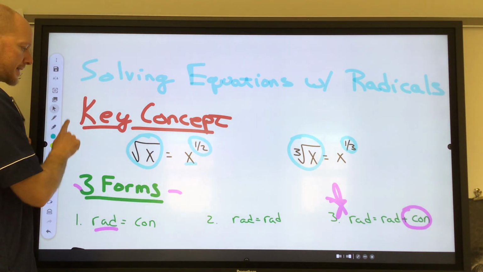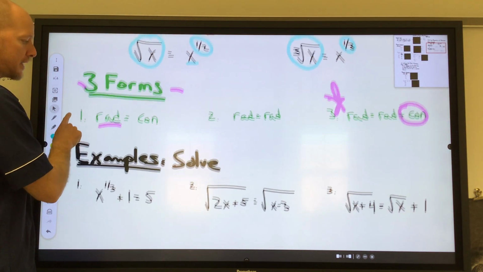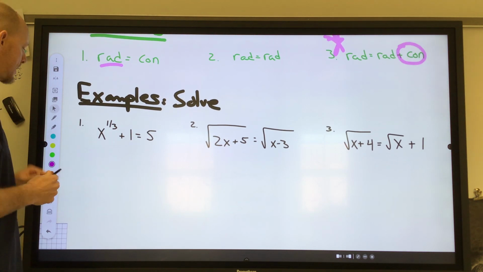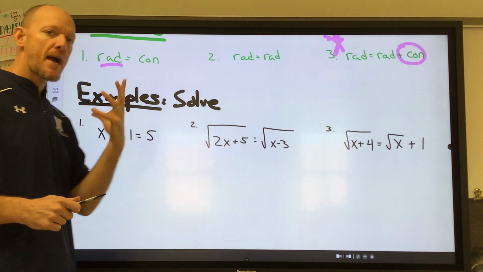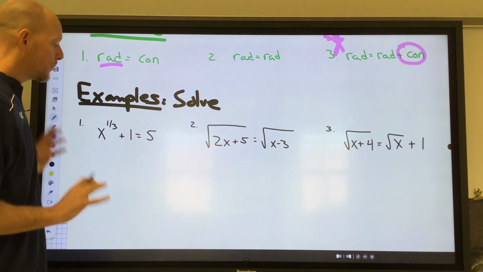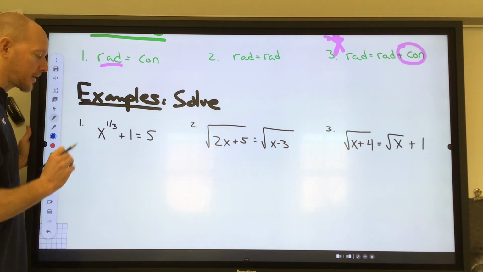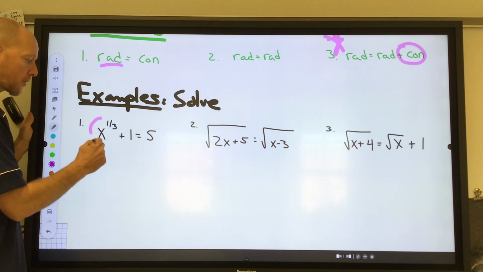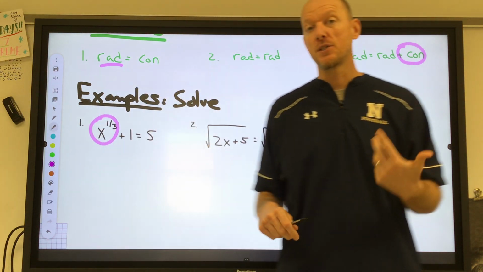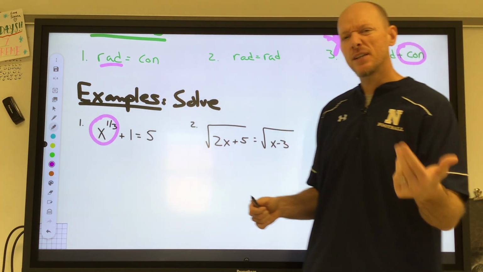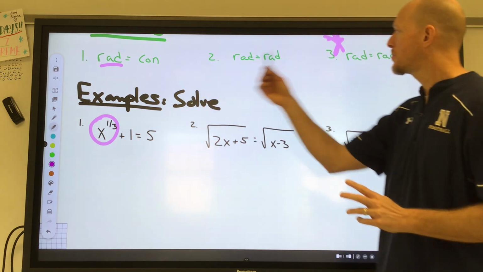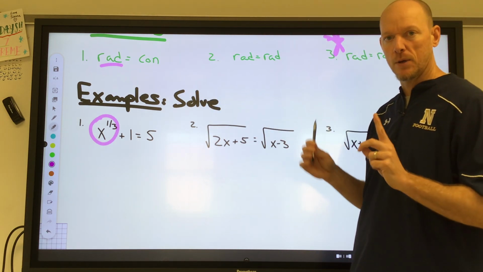So with that, let's take a look at 3 examples, one of each. Our first example is the case where we have a radical equal to a constant. Realize at first it doesn't really look like that. There's our radical, and we see the 1/3, which is telling us a cube root. But this looks like radical plus constant equals constant, which really isn't one of our 3 forms.